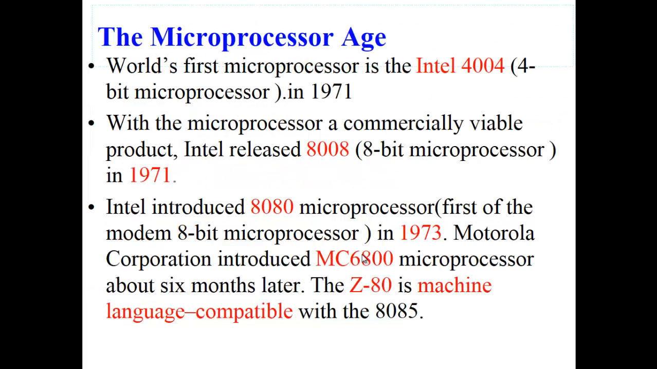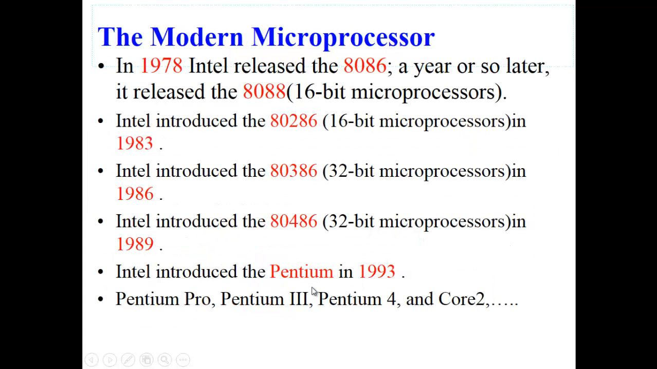Now let's focus on the microprocessor age. As we discussed before, the world's first microprocessor is the Intel 4004. This is a 4-bit microprocessor from 1971. The first 8-bit microprocessor is the 8008. In our computer, we have 64-bit microprocessors. In our course, assembly language is based on the 32-bit microprocessor, the 80486.